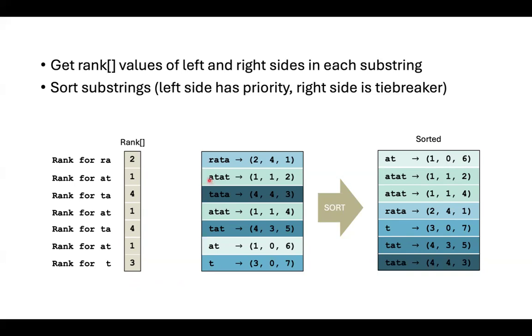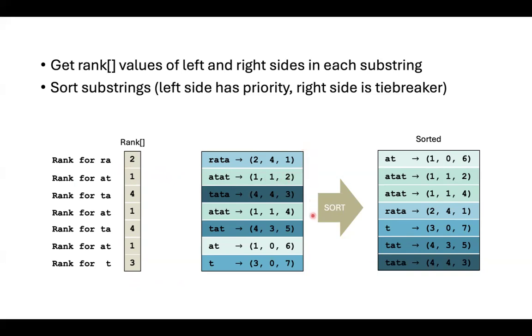Let's go through one more. If we want to calculate the values for ATAT, then AT, the left side, corresponds to a rank of 1, that we see here. And then conveniently, the right side is also AT, and so that'll also correspond to a rank of 1. And once again, we're storing that substring number 2.